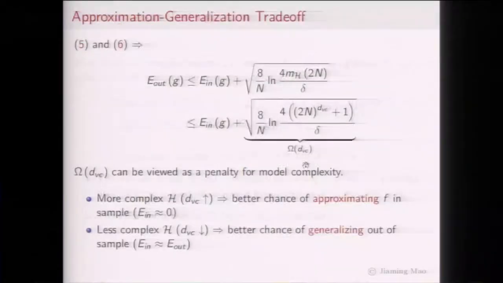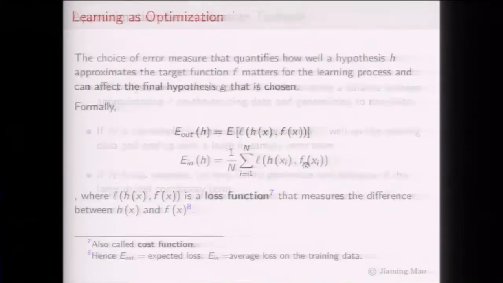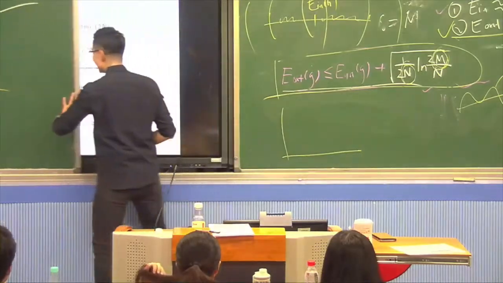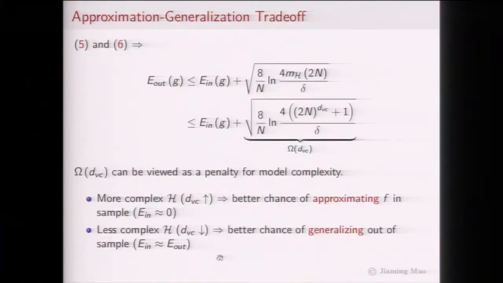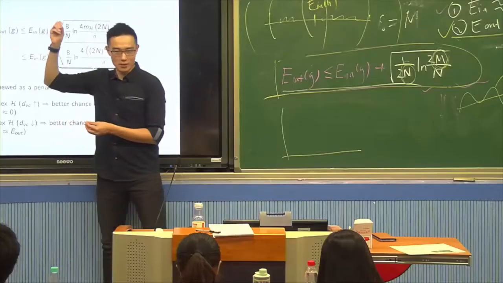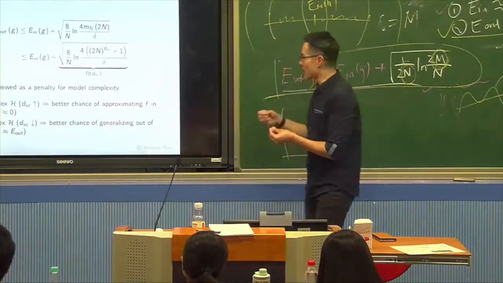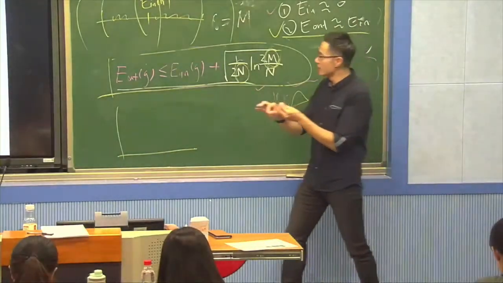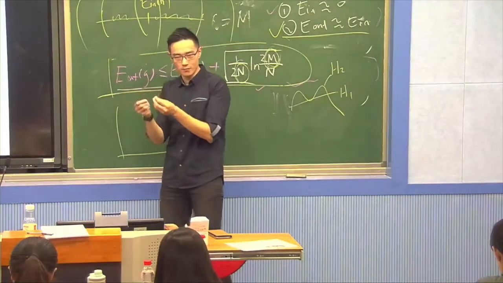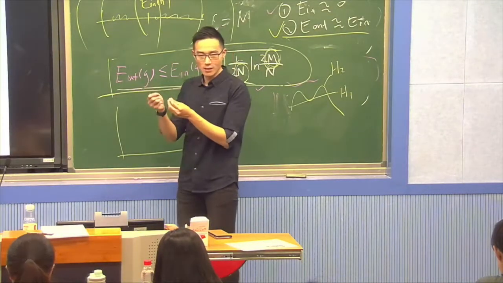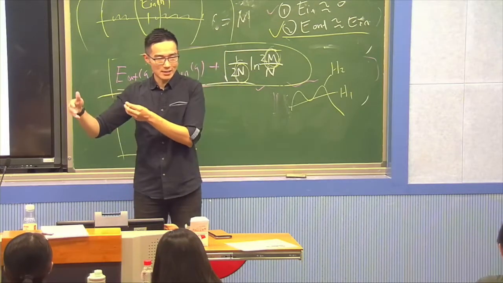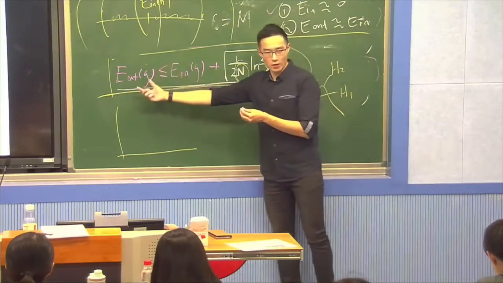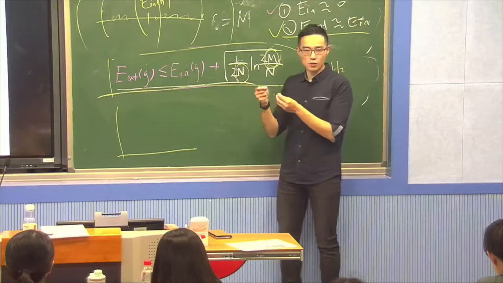Let me go here. Okay, so as you can see on the slides, the trade-off is called the approximation-generalization trade-off. Now, what do I mean by approximation? Approximation means I can try to get E in as close to zero as possible. I can try to approximate the relationship on my observed data as much as possible. That's called approximation. But if you do approximation too well, you make E in exactly zero, then your model is very complicated, then E in and E out are going to be far away. In this case, we say the model does not generalize well.